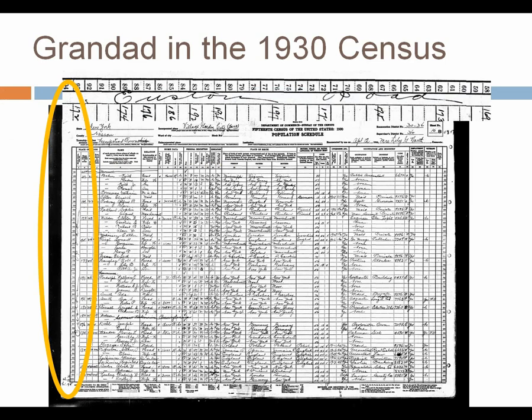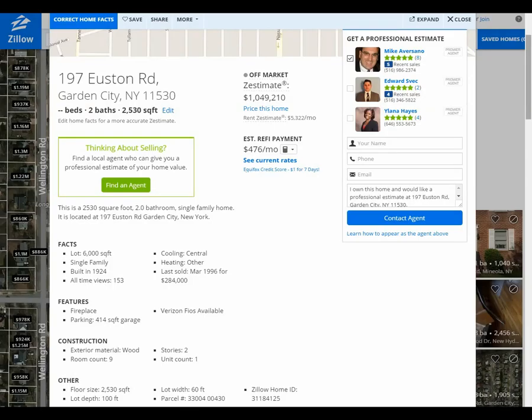This left-hand column has the name of the street, Euston Road. And if you look carefully, you can see 197 is the house of my grandfather's family, which is something that I want to see if it still exists. So I go to Zillow.com and I do a search for 197 Euston Road, Garden City, New York.